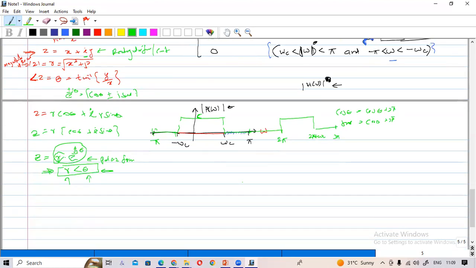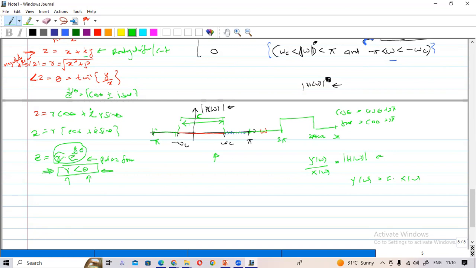Now just refer to this one. You can see that within this range, the gain is 1. Gain means Y omega over X omega. That is the gain, the magnitude. So now only the gain is there. Y omega is equal to C X omega. Now the gain is C.